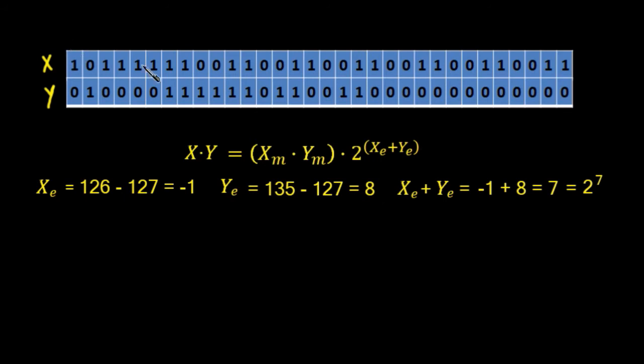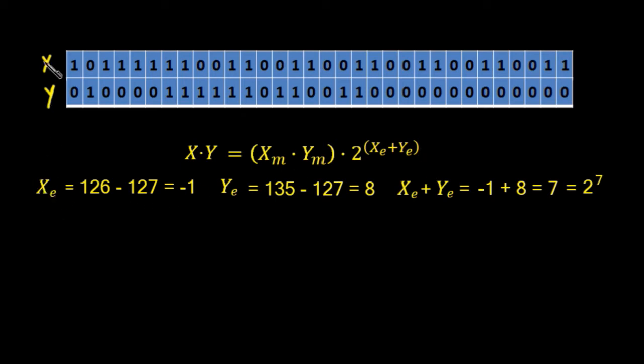So these are our two numbers here. We have our x, which is minus 0.7, that's the top number, and our y, which is 492.75, that's the bottom number. So we know that whenever we multiply the two together, we multiply the mantissas and we add the exponents. So let's look at the exponent first of all.